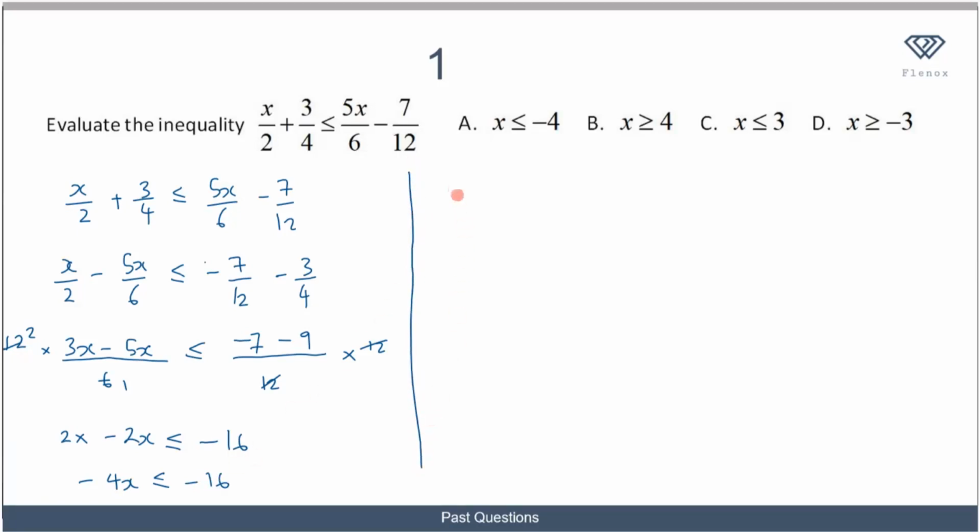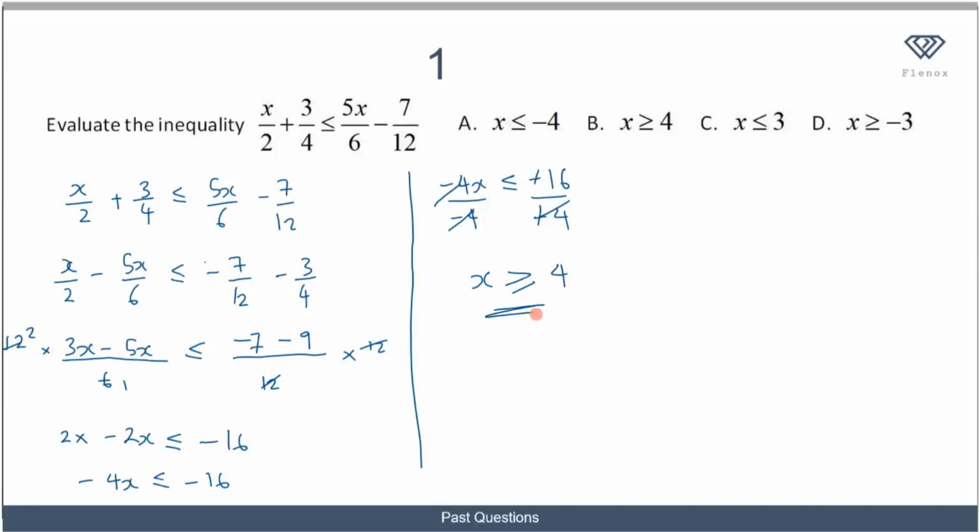So I'll write that out here. So I have minus 4x is less than or equals to minus 16. So what do I do now? I have to divide both sides by minus 4. And when I divide both sides by a negative number, what do I do to the inequality sign? I reverse it. So I have what? x now, and minus 4 minus cancel, minus 16 over minus 4 is 4. x is what? Greater than or equals to 4.